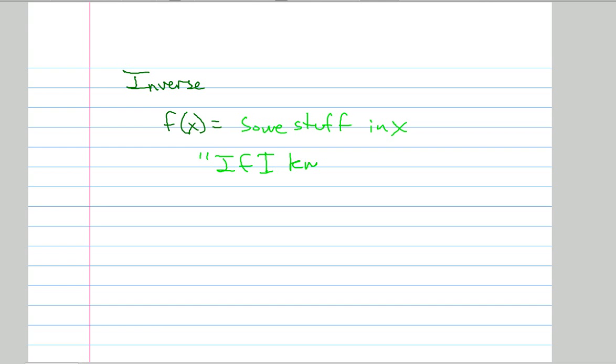One other way to look at inverse is to look at it from an English perspective. So we're looking at our inverse, and this says f of x is equal to some stuff in x. So it's saying if I know x, what is f of x? That's my original function.